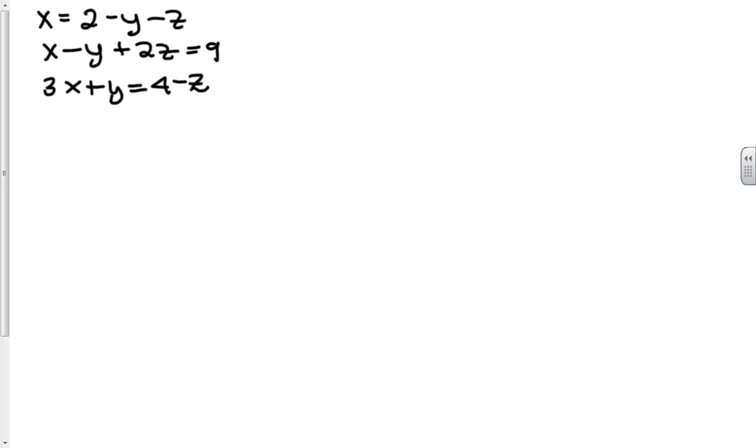For this last example, we are asked to use Gauss-Jordan elimination. It's just an extended version of Gauss elimination. The only difference is we want the left side of our augmented matrix to be the identity matrix.